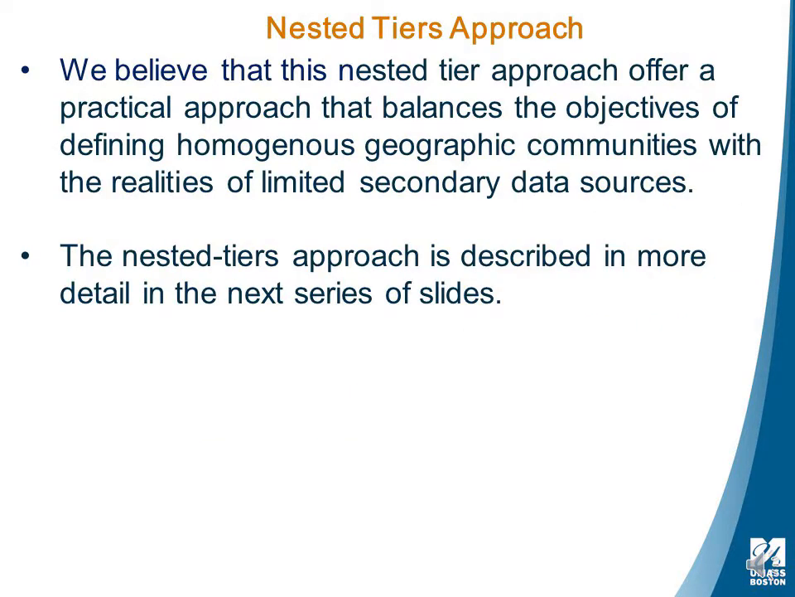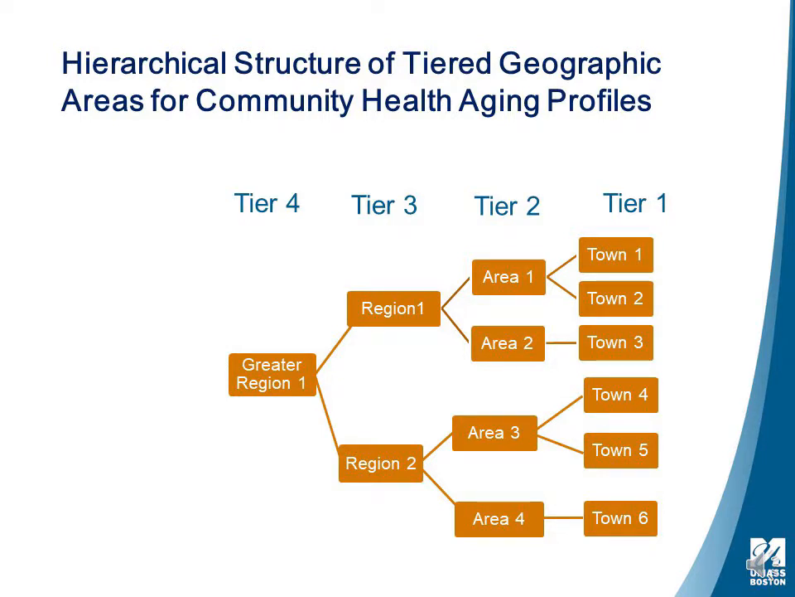We believe that this nested approach offers a practical approach that balances the benefits of small geographic areas and homogeneous populations with the realities of limited secondary data sources. In the next series of slides, we describe the nested tiers approach in more detail. The hierarchical structure of the nested tiers approach is shown in this slide. In the example shown here, there are 4 tiers. Tier 1 is the lowest tier, and it's made up of 6 individual towns.